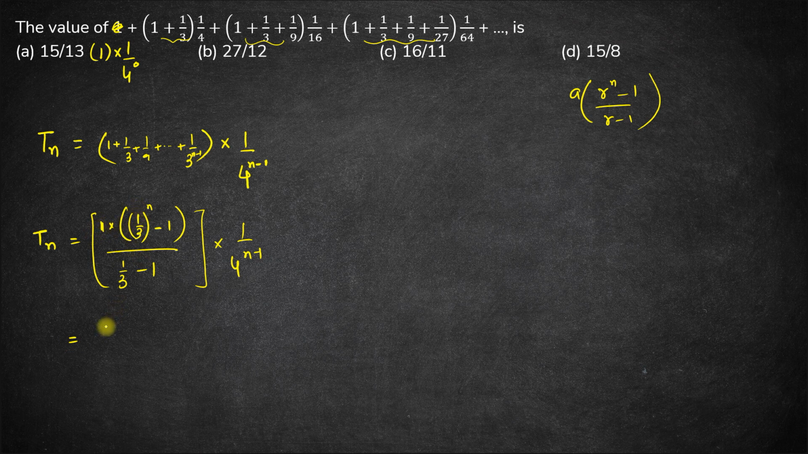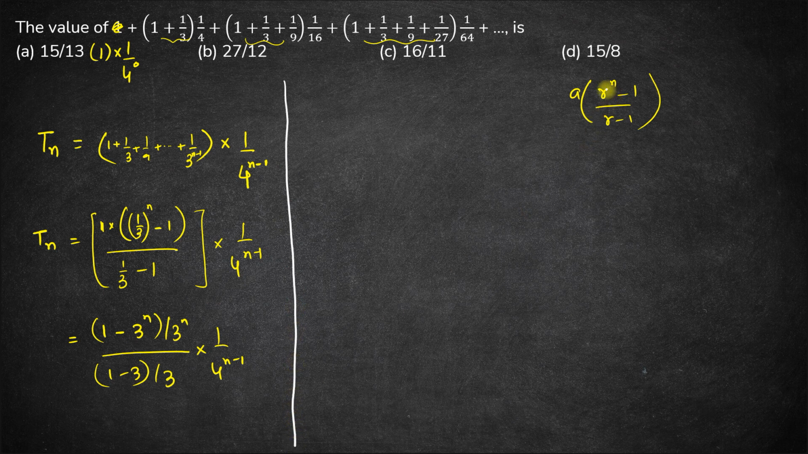So this becomes 1 minus 3 to the power n whole by 3 to the power n, upon 1 minus 3 by 3 whole, into 1 upon 4 to the power n minus 1. So let's first simplify this part. Let's remove this. Since obviously 3 to the power n is greater than 1 and 3 is greater than 1 here, let's switch these, basically multiply with minus 1 in numerator and denominator. So this becomes 3 to the power n minus 1 by 3 to the power n.